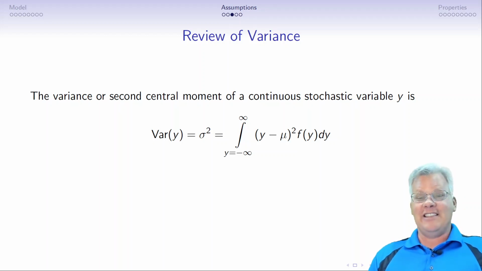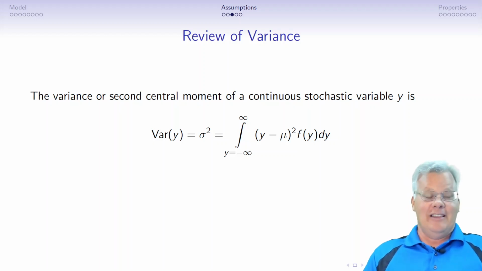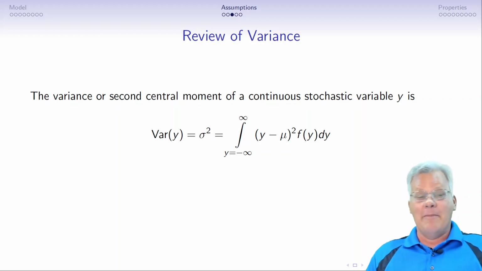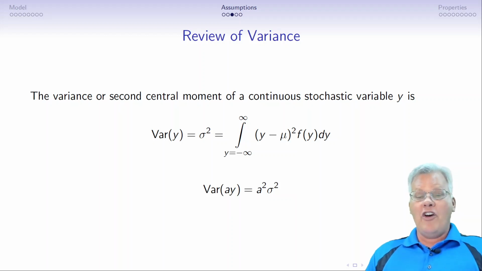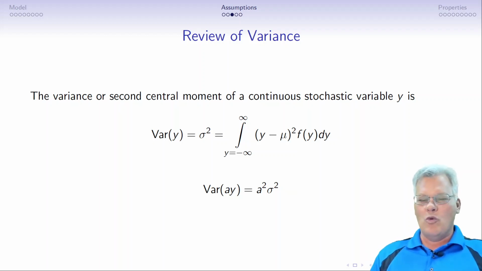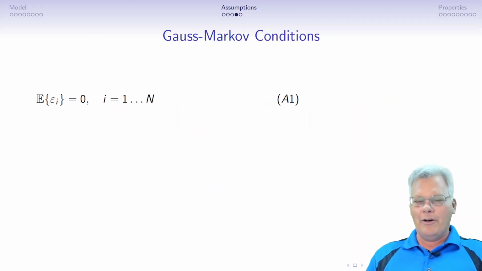What this gives us, in essence, is the expected value of the squared deviation from the mean. It's literally what it is. It's a measurement of the dispersion of y. Okay. So the variance of a non-stochastic constant a times y is equal to a squared times the variance of y. And I'm not going to prove that because I'm going to give that to you as a homework assignment. It's very straightforward.